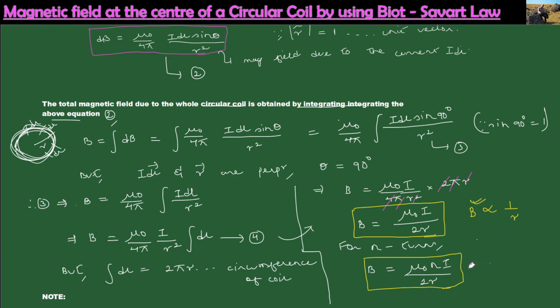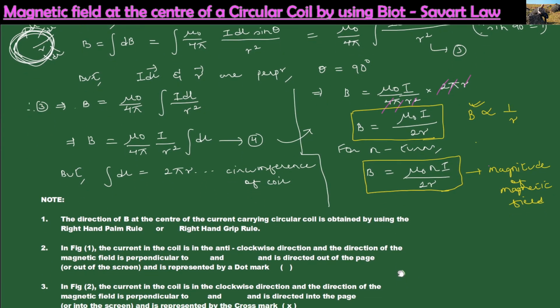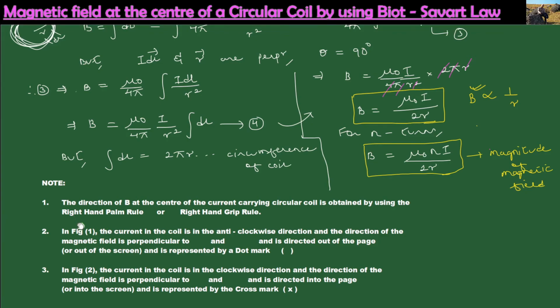And this gives you only the idea about finding the magnitude of the magnetic field due to that circular coil. But in order to find the direction, you have to use the right hand palm rule and right hand grip rule, which I have discussed previously. So the direction of this magnetic field B can be obtained by using the right hand palm rule, number 1, or the right hand grip rule, number 2.